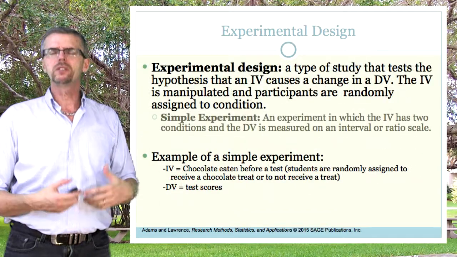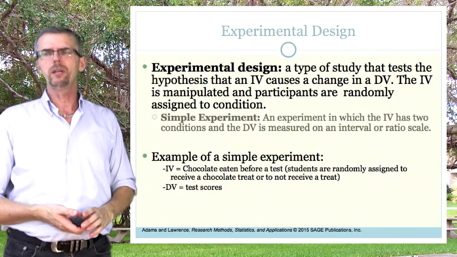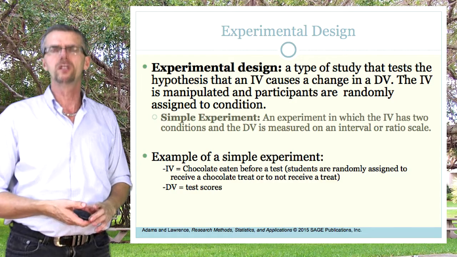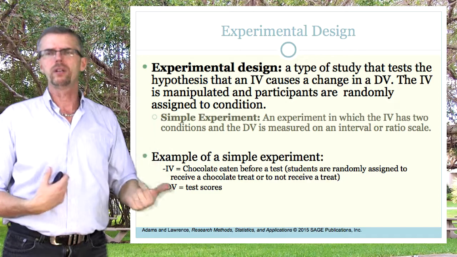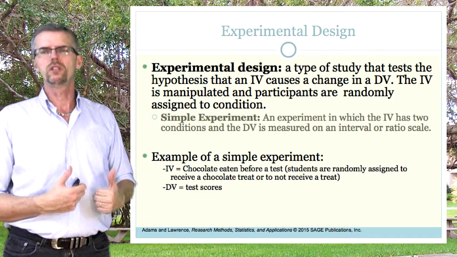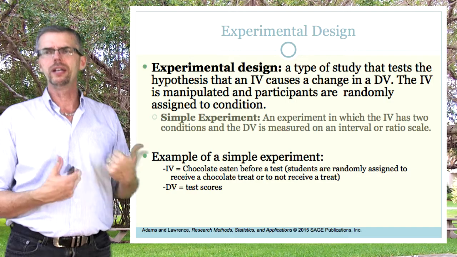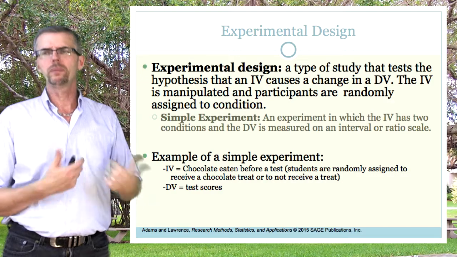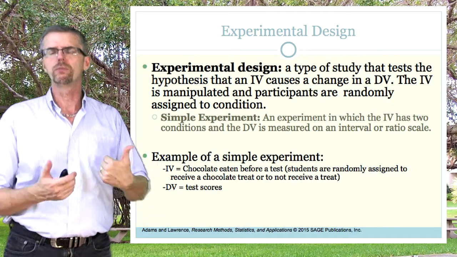An experimental design, which is purely experimental, is a type of study that tests the hypothesis that an independent variable causes a change in a dependent variable. The independent variable is manipulated, and participants are randomly assigned to condition. So the simple experiment is an idea where the independent variable has two conditions, and the dependent variable is measured on an interval or ratio scale.